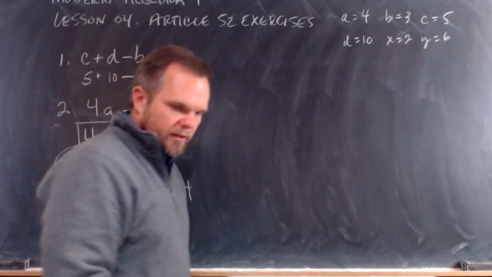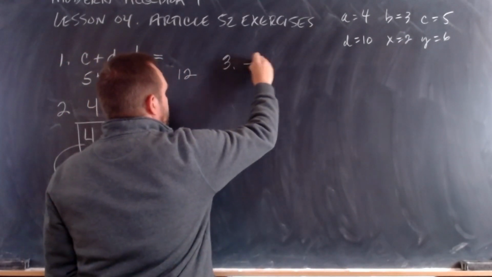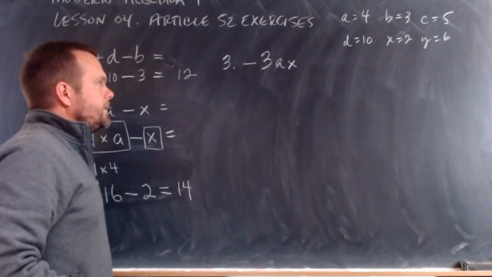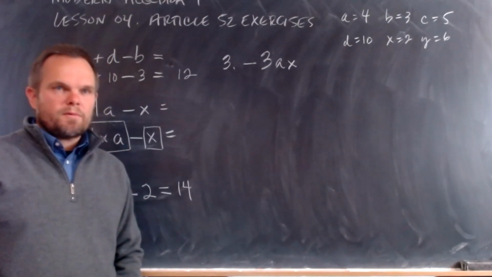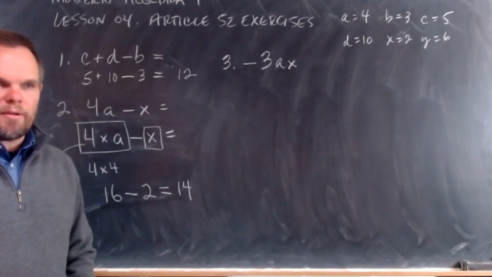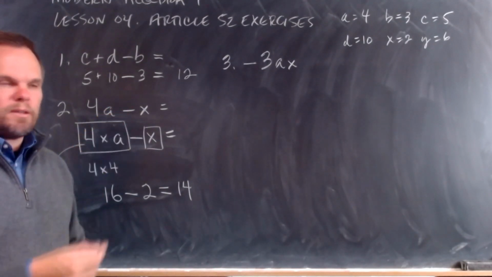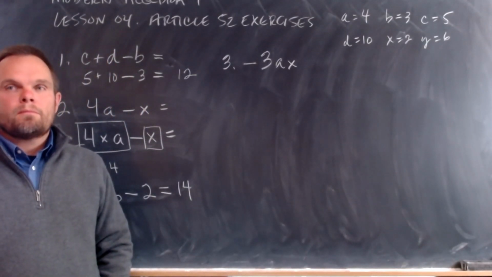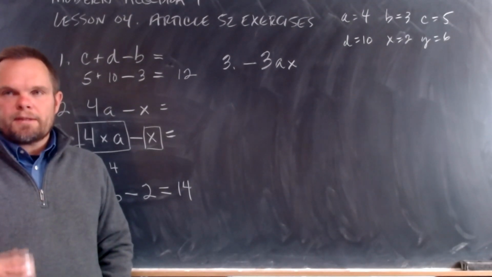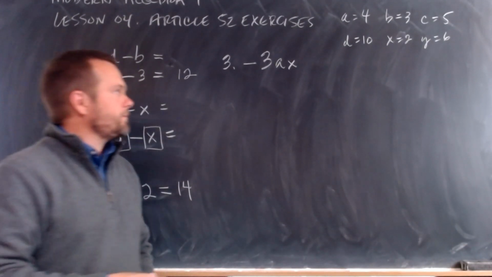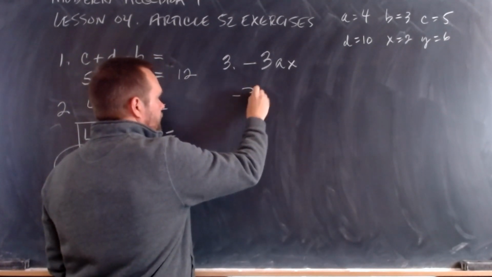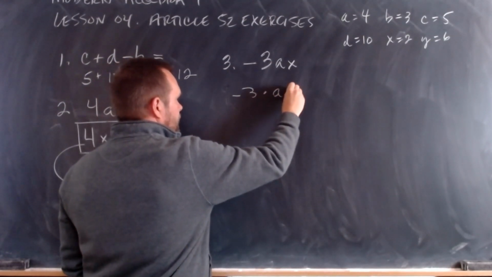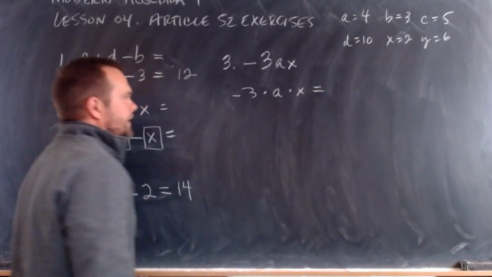Number 3, negative 3ax. What does this mean? What does negative 3ax mean? Who can read that in words for me? Negative 3ax. What does this tell us to do? Good, try. Negative 3 times a times x. Okay? Negative 3 times a times x. That's what that tells us.